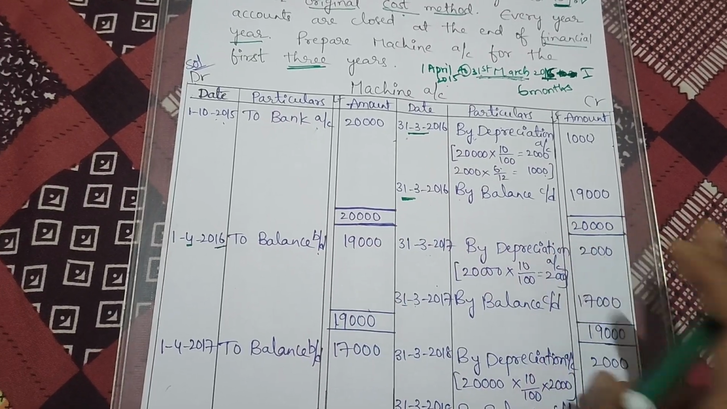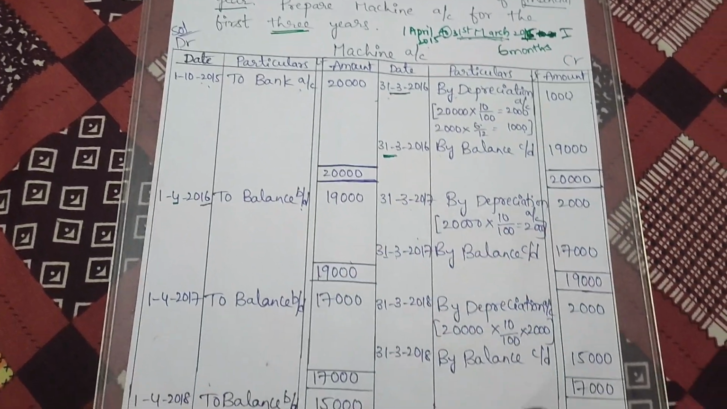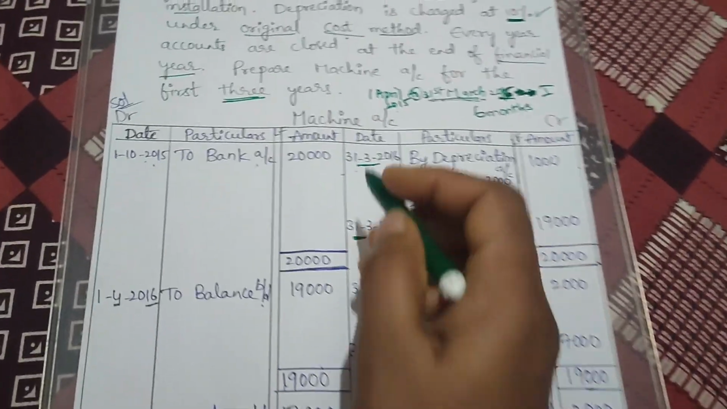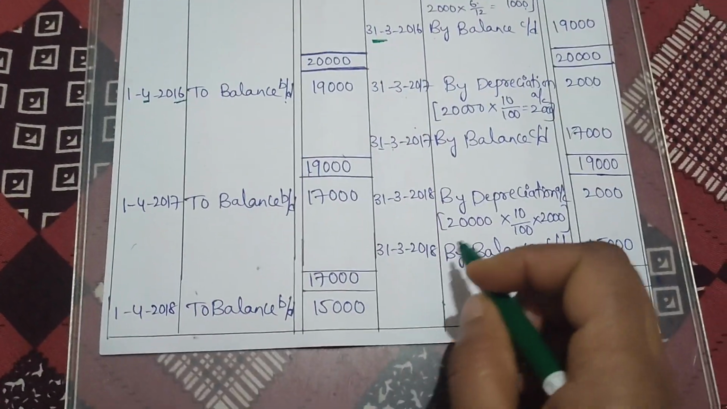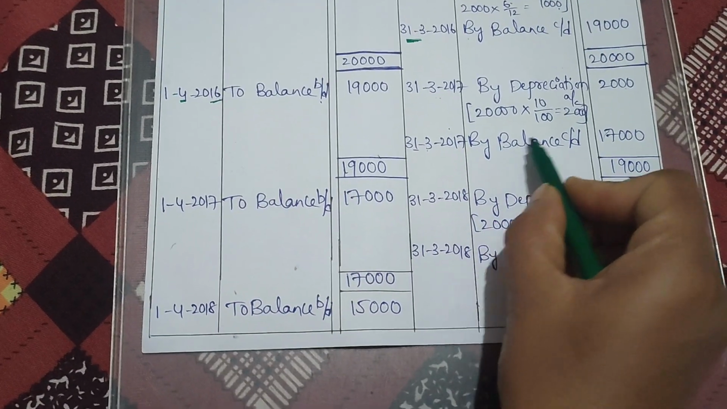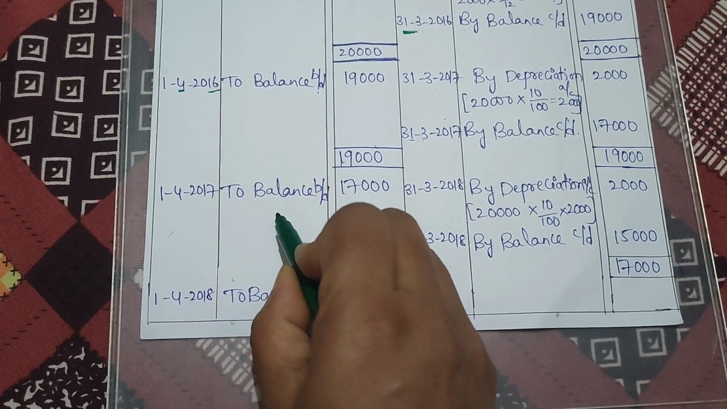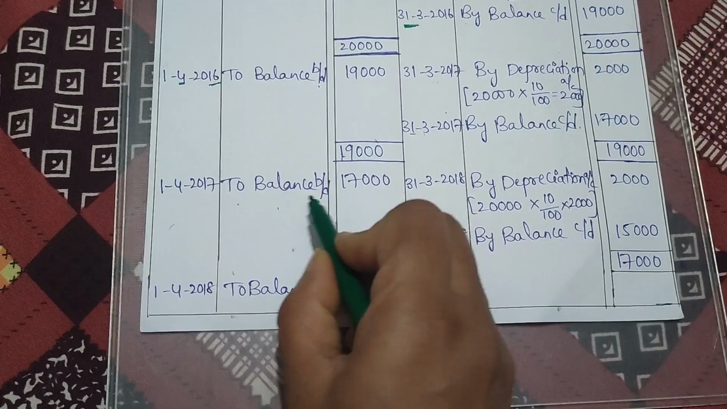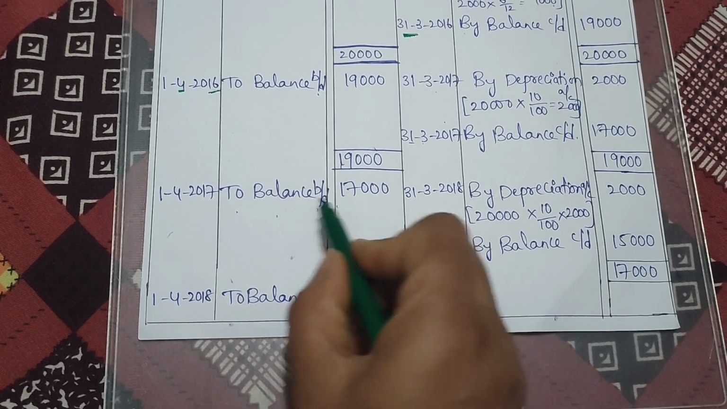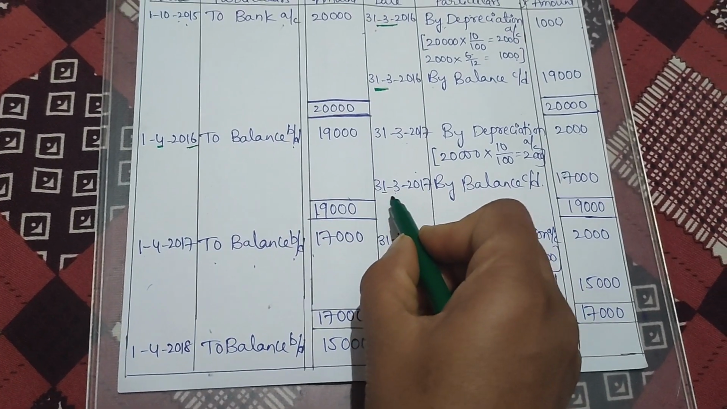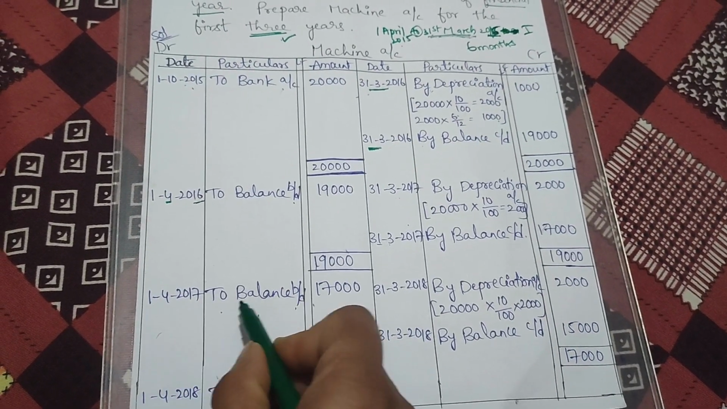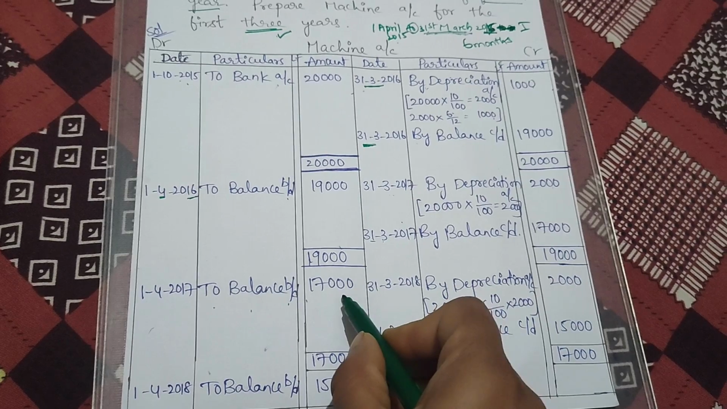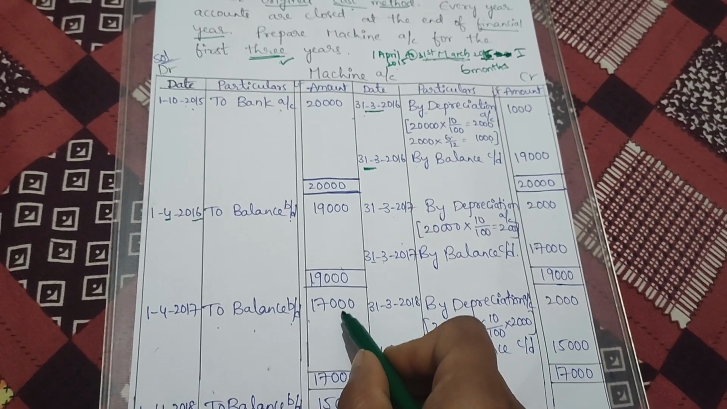Second year account also finished. Now let us go to third year because they asked us to prepare account for 3 years. In the third year also, balance carried on will be taken on the debit side as balance brought down. Date will be next day of this, 1-4-2017. To balance brought down, same amount we should write, 17,000.